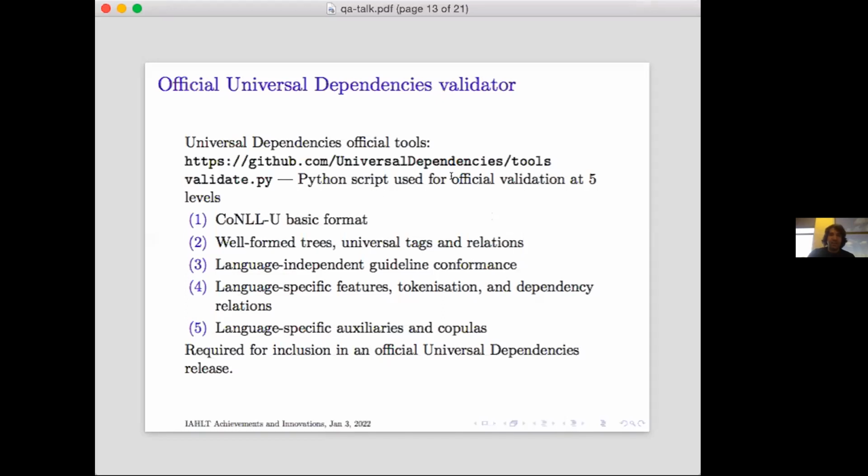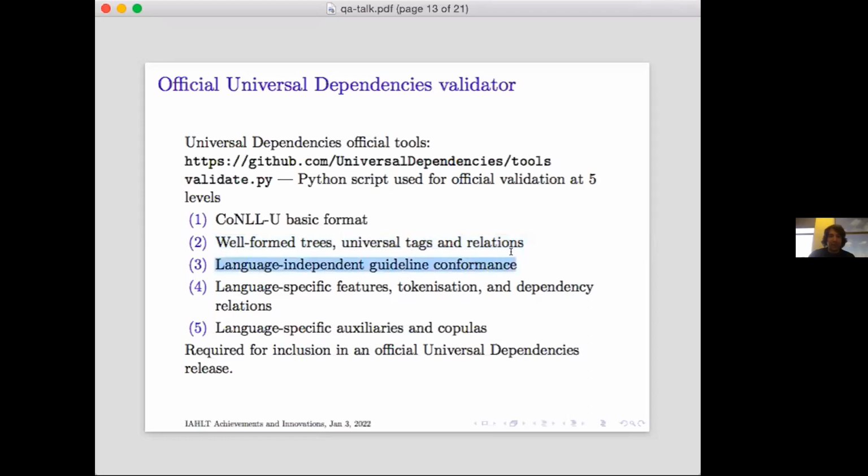So this is a script that's used for the official releases from the Universal Dependencies Project. It has 5 levels of validation. So the first one is just that the syntax is essentially correct in the CoNLL-U file. At level 2, it checks that you actually have annotations for trees, that you are using the universal part of speech tags and relations.